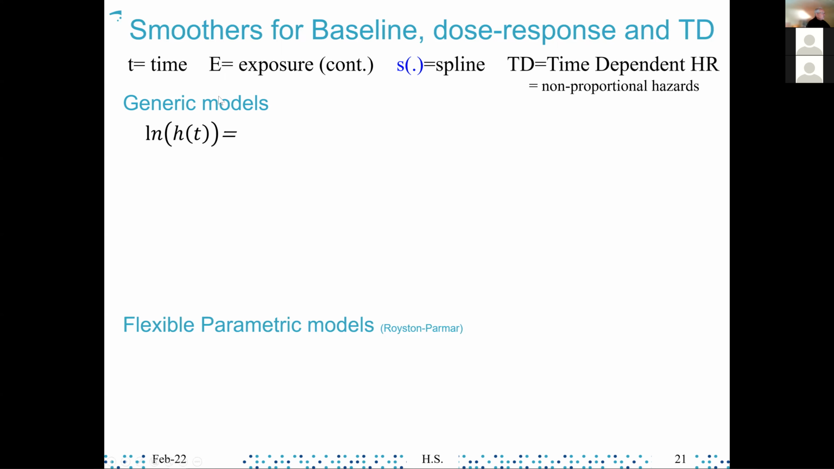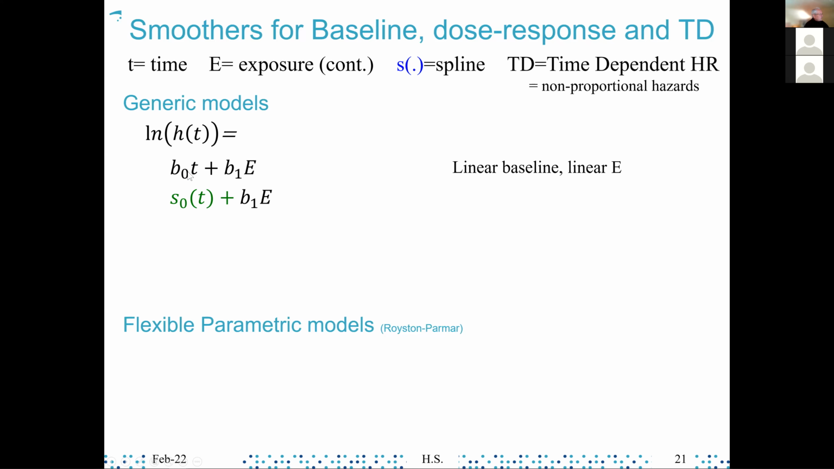I'm using the log of the hazard since that's often used, but it doesn't really matter. Now suppose that the log hazard is equal to a function of time plus a function of the exposure. That means that we are assuming a linear baseline, because this is the function of time, so an increasing or decreasing baseline function, and we also have a linear effect of the exposure.